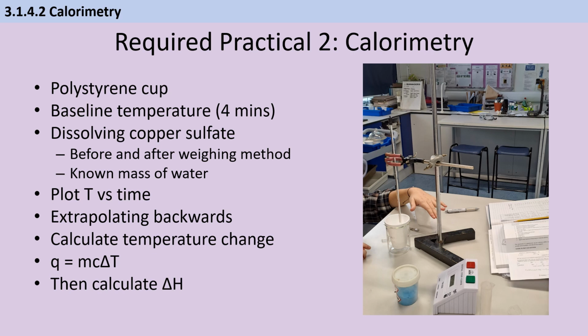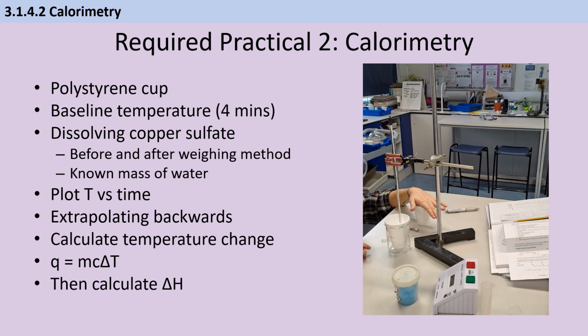You measure the temperature over several minutes, maybe up to 15 minutes, and then you plot the temperature against the time, and you're going to draw 2 lines of best fit. So one for your initial readings where there was just the water, and then one for after you added the copper sulfate. And then what you do is you extrapolate both of those lines until the point at which you added the copper sulfate, and the difference between them will be the temperature change.